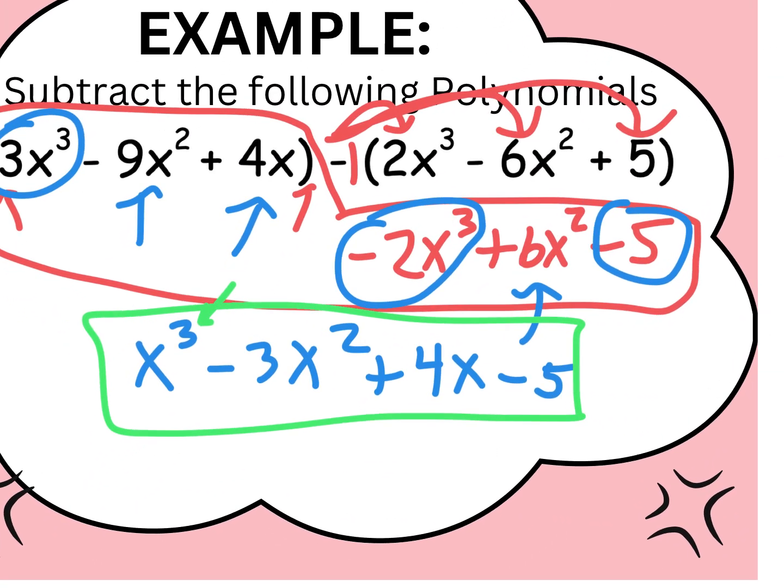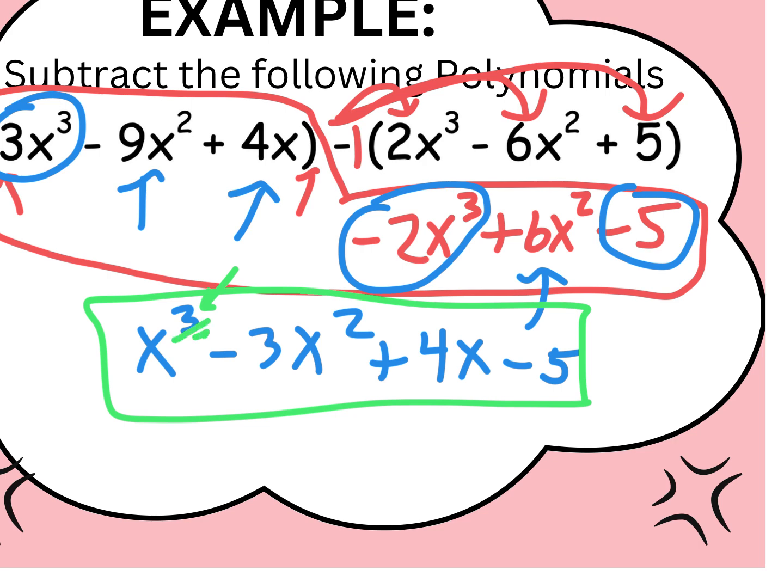And if any of these powers had been fractions, like say this had been 3 over 2 power, then it wouldn't have been a polynomial.